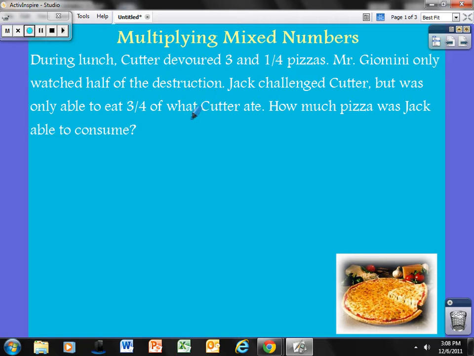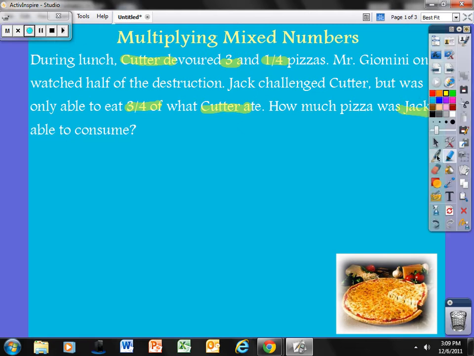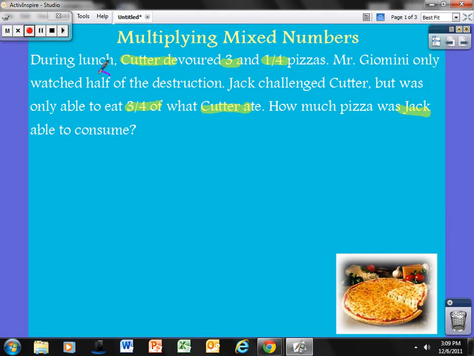So I'm going to be comparing Cutter and Jack. So I know that Cutter ate 3 1/4 pizzas. I know Jack ate 3/4 of what Cutter ate. I don't know how much Jack was able to eat. Now, I see another fraction in that problem. I see Mr. Jimmy watched half. That half has nothing to do with solving that problem because I'm trying to figure out what Jack consumed. Me watching half of it has nothing to do. So I want to figure out what Jack ate of Cutter's.